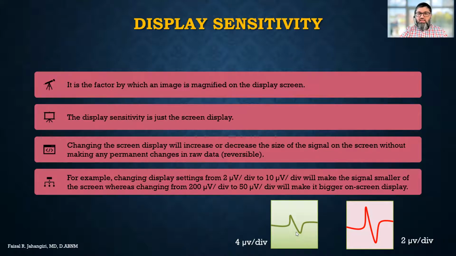So when you change the gain to a bigger number, the signal will become smaller, and when you change it to a smaller number, the signal will become bigger. If the signal is very, very small and you cannot see it on the screen, you can set it to a smaller number. So when you're increasing the sensitivity, you're decreasing the number. When you're decreasing the sensitivity, you're increasing the number.